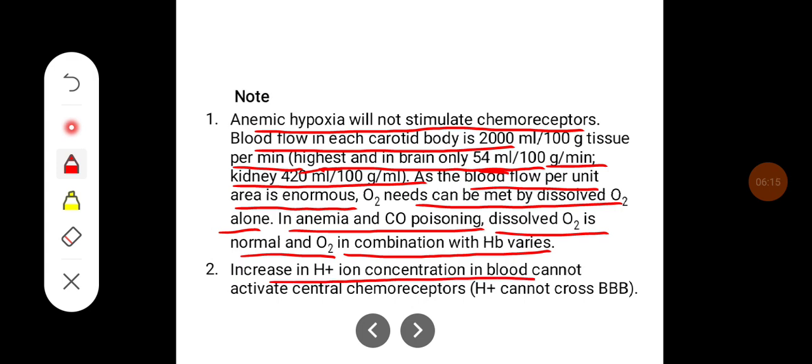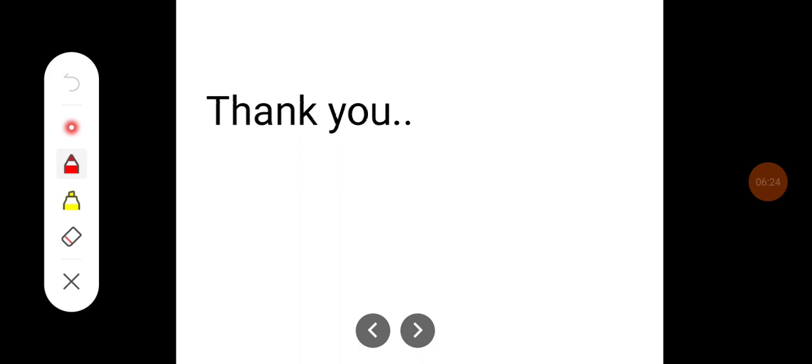Increasing the H plus ion concentration in the blood cannot activate central chemoreceptors because H plus ions cannot cross blood-brain barrier. That is in brief about the chemoreceptor mechanism of respiratory regulation.